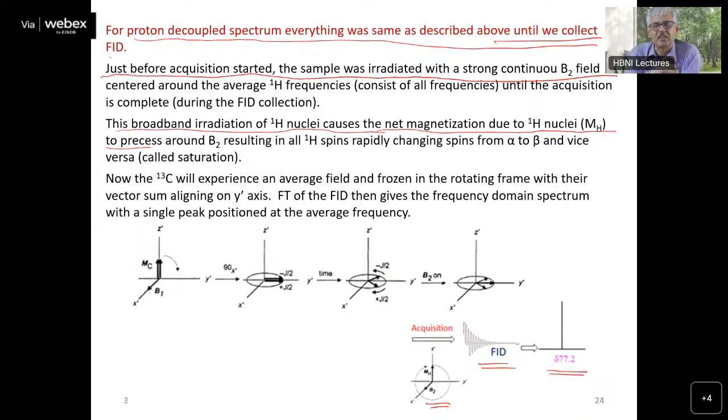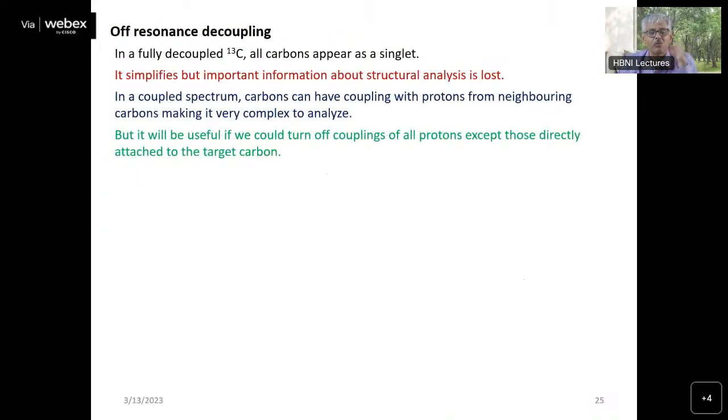It is the same in the case of proton decoupling and carbon decoupling. In proton decoupling, the B2 is at the same proton frequency and is very selective, whereas in proton-decoupled carbon, you select a very broad band which can decouple all protons in one shot. Now, what we saw is that if we do a fully decoupled carbon-13, all carbons appear as a singlet.